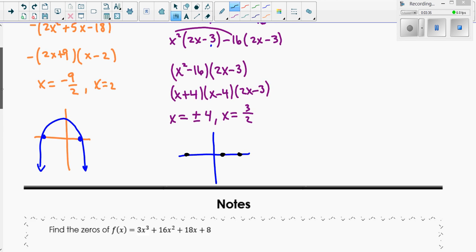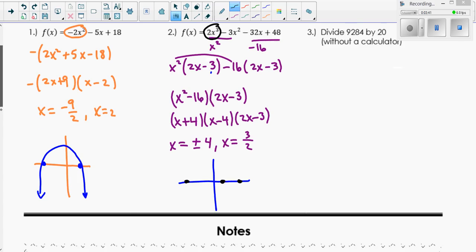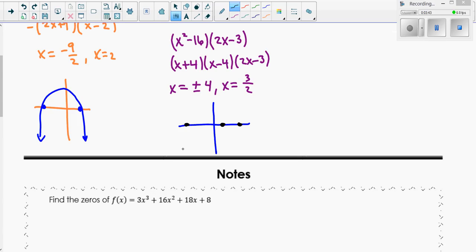So back up at my original function. 2x cubed, so it's positive, and it's cubic, so going different directions. So I'm going to start down and end up. So something like that. Okay. Alright, now let's look at the long division.